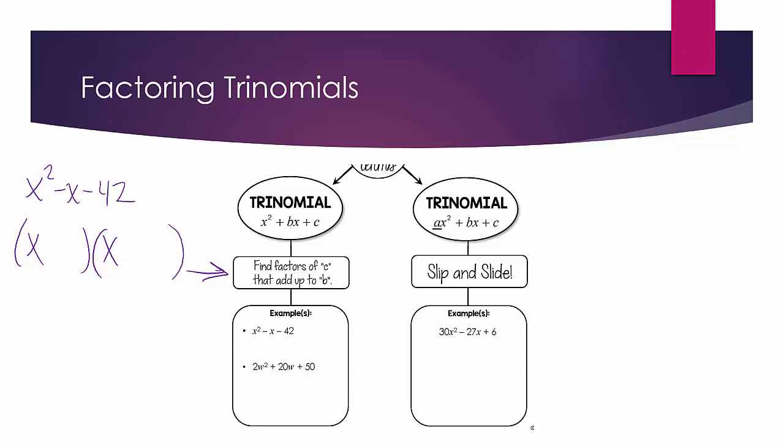So what are the factors of 42? We've got 1 and 42. We've got 2 and 21. We've got 3 and 14. No, not 14. 7. No.